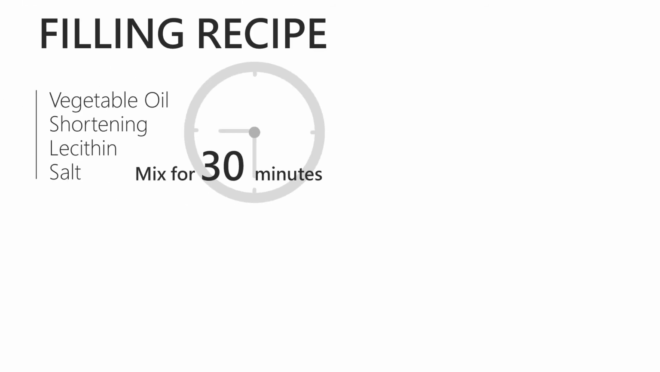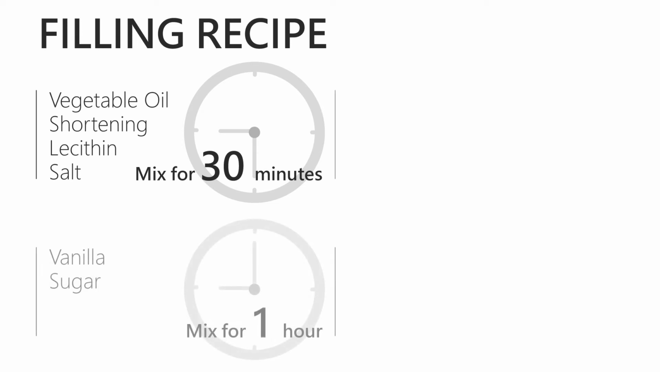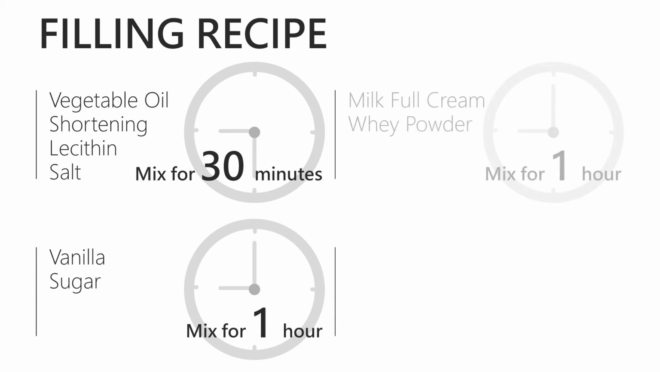The first is we need to put the vegetable oil in here, Aditya. The second is shortening, lecithin, and salt. And then the other materials are vanilla and also sugar. We put them together in here and then we mix it for 1.5 hours. The next step after 1.5 hours is we need to add the milk, full cream powder, and also the whey powder.